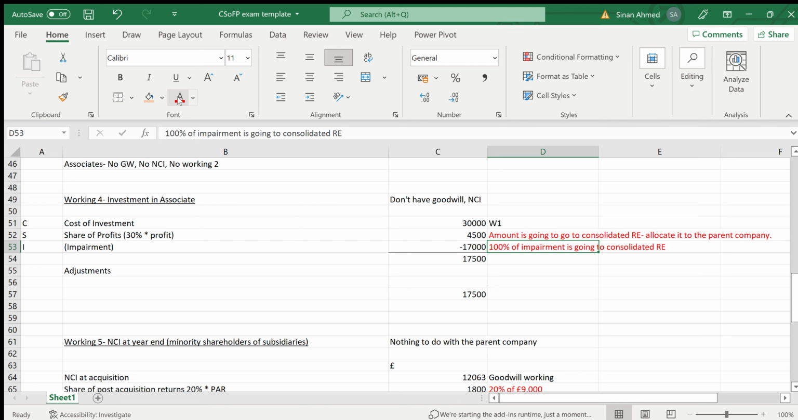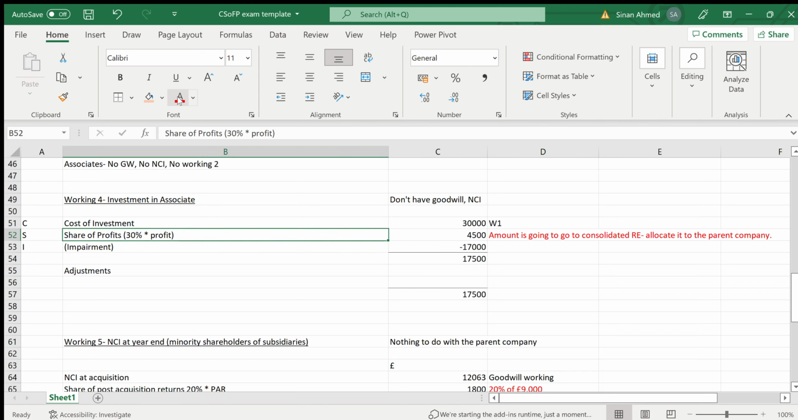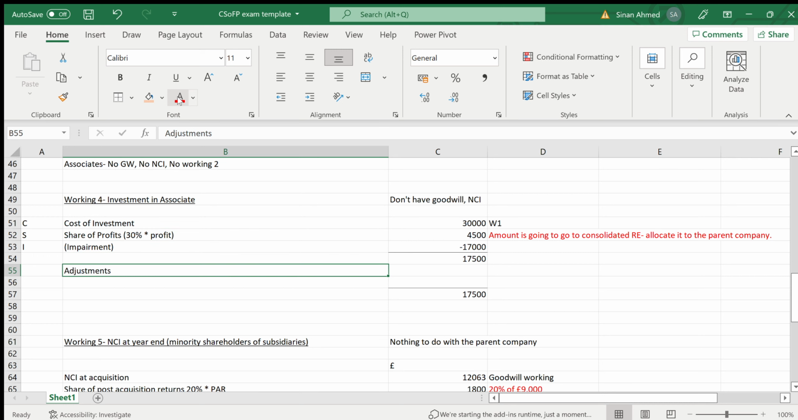And just to point out, impairment, I sometimes make the mistake of doing 30% of the impairment cost. Don't do this. It's 100%. Impairment is the write down of the investment in associate. Put in the full impairment, okay? It doesn't make sense to put in 30% of it. So impairment and share of profits are two separate things. Don't confuse the two. We might have some further adjustments, but you will understand these when you do exam questions.